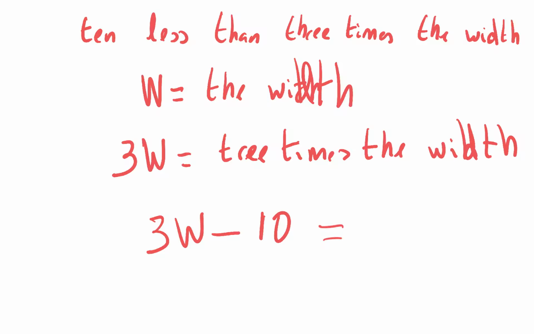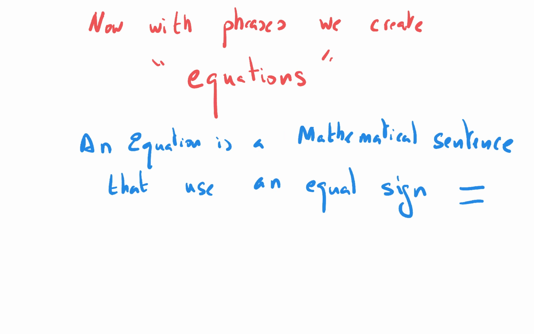This is how I'm reading it now. 3 times the width minus 10. That is equivalent to saying 10 less than 3 times the width is equal, let's say, 11. What is the width will be the problem. Let's go to practice again.